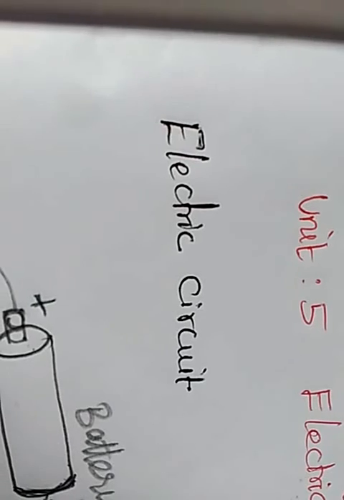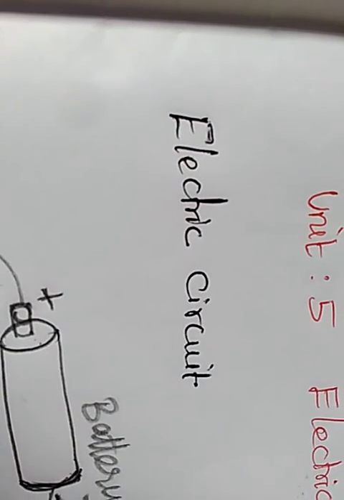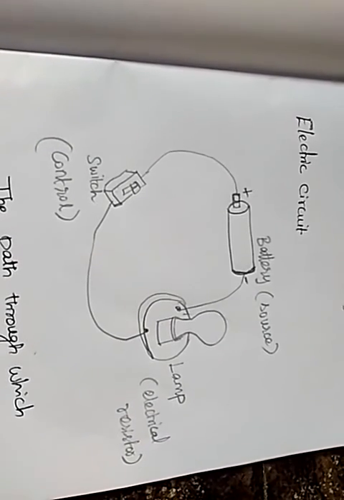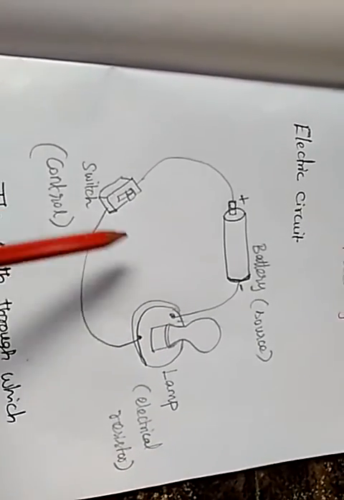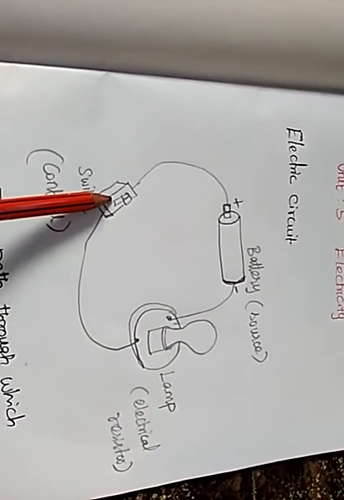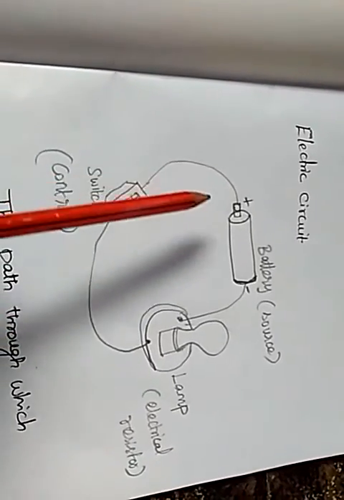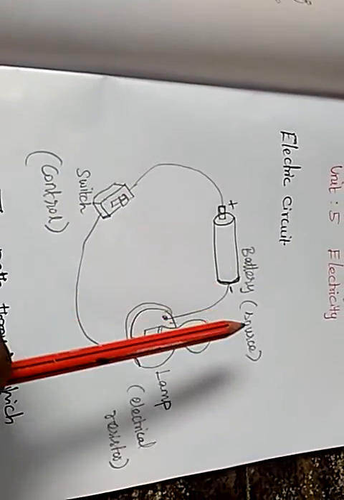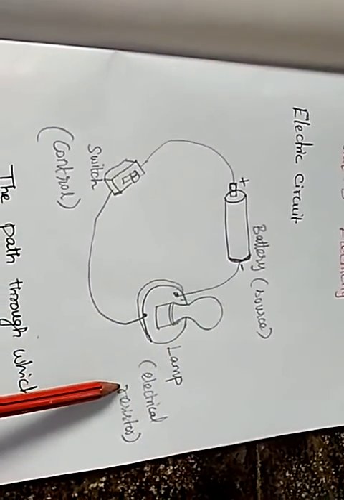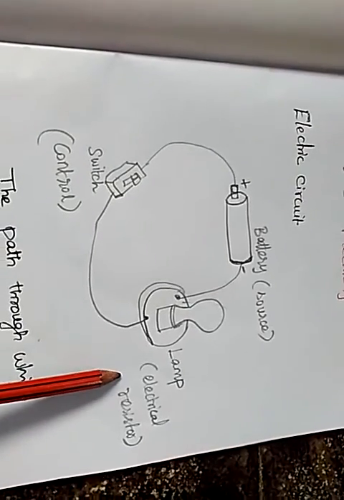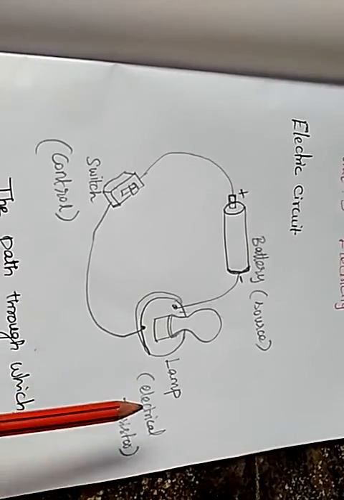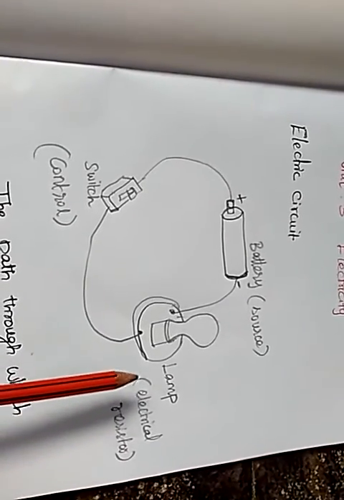Okay students, first we see the topic electric circuit. This is a simple electric circuit. The circuit contains a battery, lamp, switch and connecting wires. The battery is the source of the circuit. The lamp is the electrical resistor. This electrical resistor refers to the device that consumes the energy.